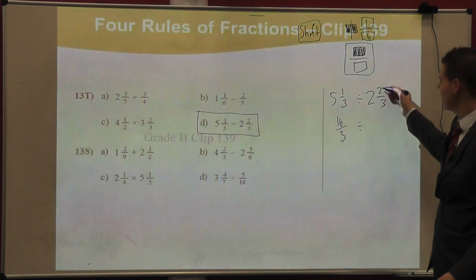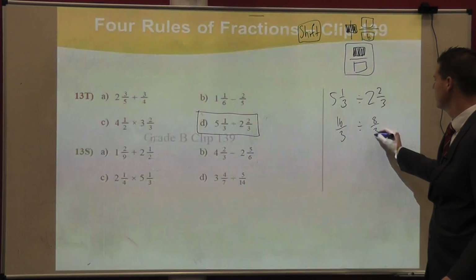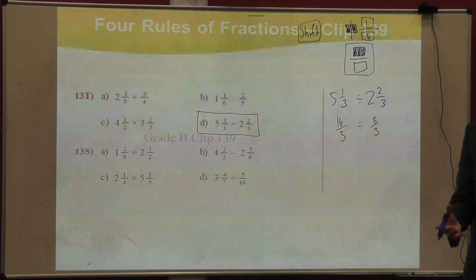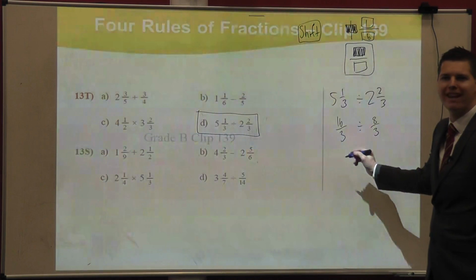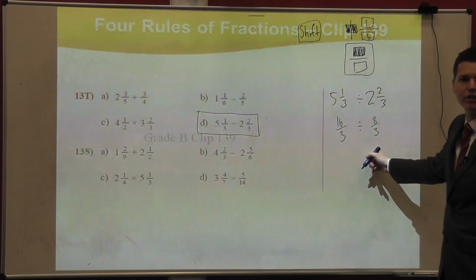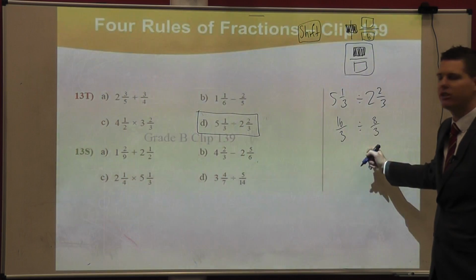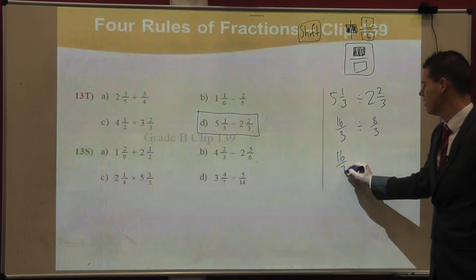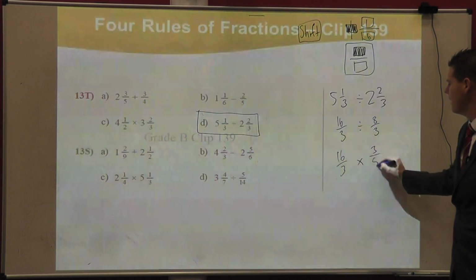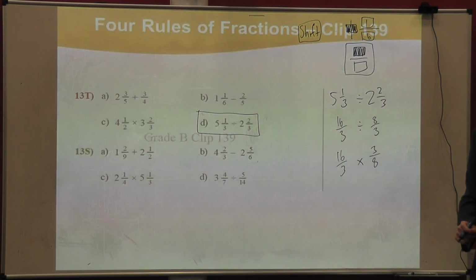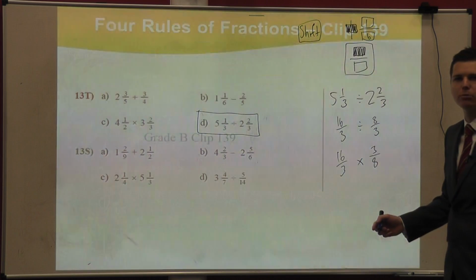2 times 3 is 6, plus 2 is 8. So I've got improper fractions. I then sit there and I never ever divide fractions. Instead I multiply by the reciprocal. So 16/3 times 3/8, so I flip that over by flipping the sign. And now I just do the multiplication.